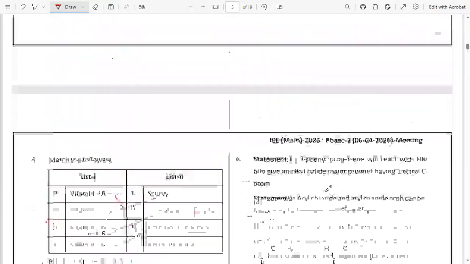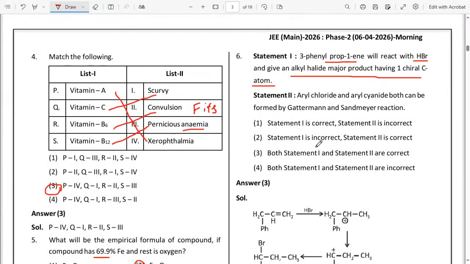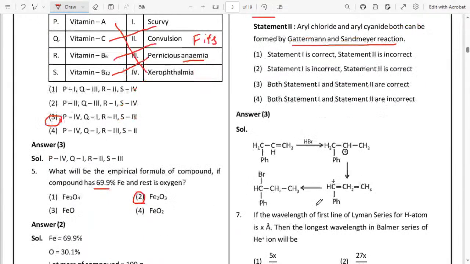Next, question number 6. 3-phenylpropene will react with HBr and give an alkyl halide. The major product has one chiral carbon atom. Yes, it is correct. Aryl chloride and aryl cyanide can both be formed by the Gattermann and Sandmeyer reactions. Yes, aryl chloride can be prepared and cyanide also can be prepared by the Gattermann and Sandmeyer reactions. Right? Is it so? Right.